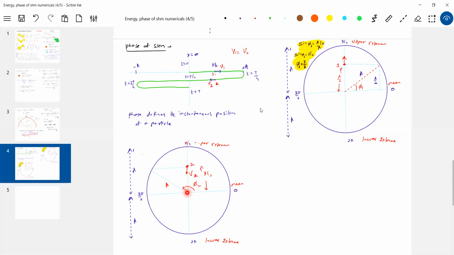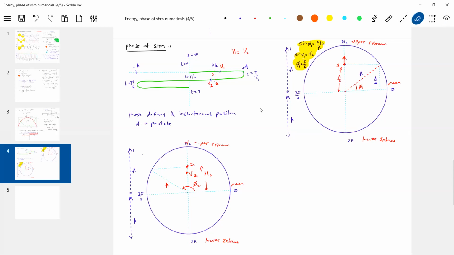So when the particle is moving, this is like circular motion. The particle starts at the mean position. By the time it reaches here, its projection will reach plus A. Then it starts moving in the second quadrant. Then the particle will move from the right extreme to the mean position.